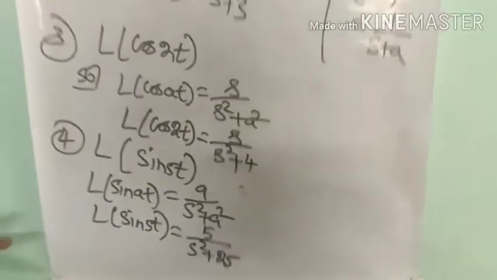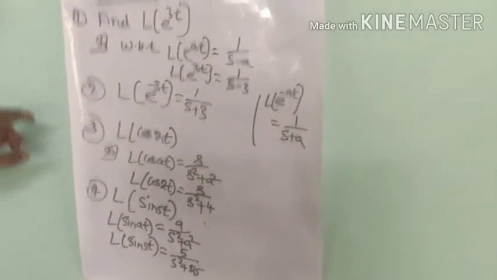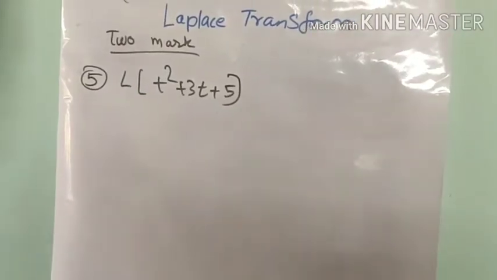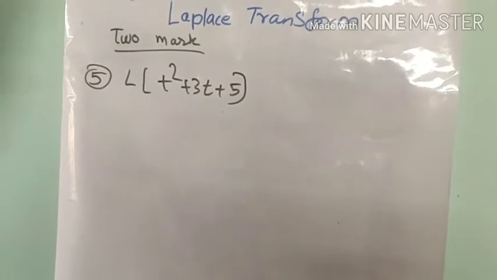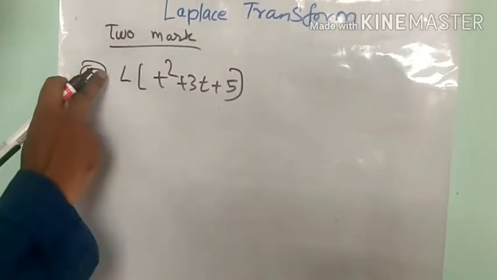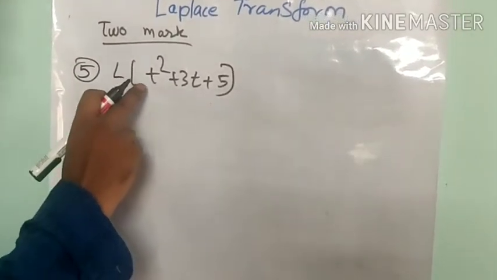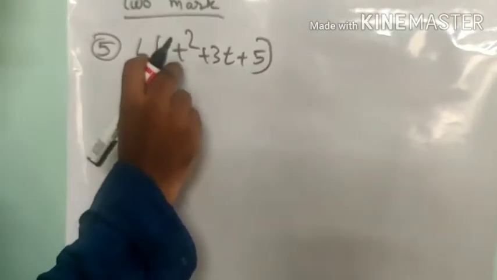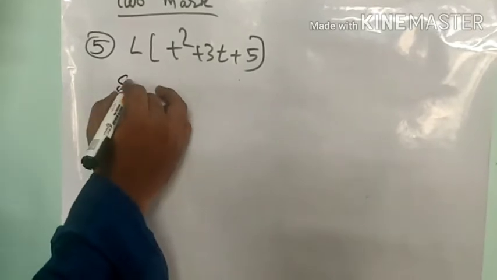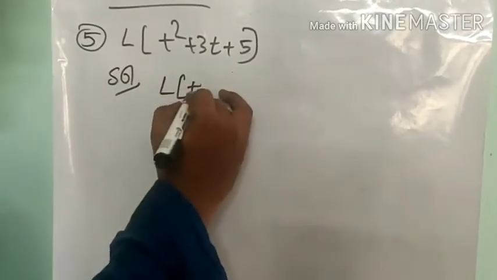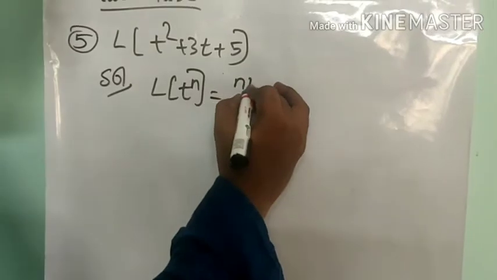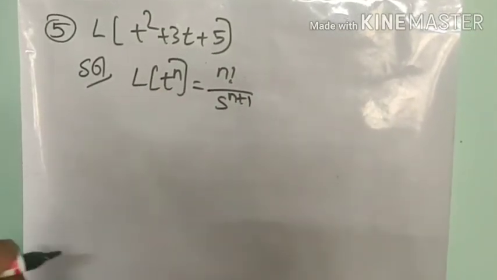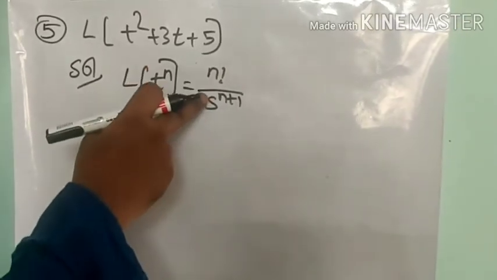So these are the problems based on the Laplace transform formula. Sometimes they ask: find the Laplace of t square plus 3t plus 5. Here the formula is based on t power n. You know the formula, Laplace of t power n is nothing but n factorial by s power n plus 1. This is the eighth formula, Laplace of t power n.